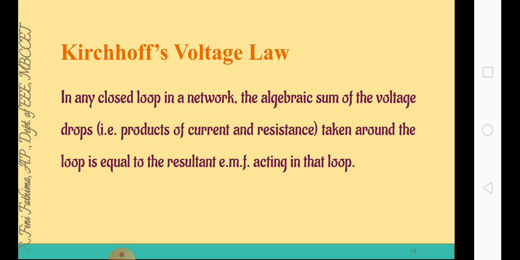Okay, so while Kirchhoff's voltage law, also known as the law related to the conservation of energy, states that in any closed loop of a network, the algebraic sum of the voltage drops taken around the loop is equal to the resultant EMF acting in that loop. I repeat, Kirchhoff's voltage law states that if in a circuit we are taking a closed path or a closed loop, and we take the algebraic sum of the voltages across the closed loop, then it will be equal to 0, or in other words, the algebraic sum of the voltage drops taken around the loop is equal to the EMF acting in that loop.